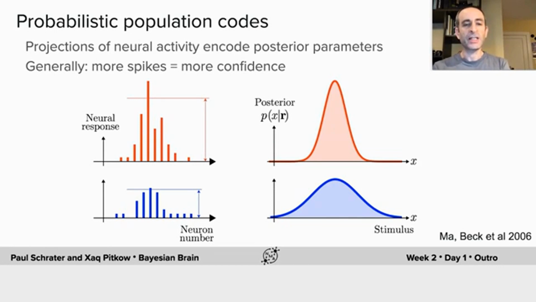Here, you take an instantaneous projection of the neural activity at one time, and that encodes a whole posterior, or parameters of the posterior. Generally speaking, more spikes then equal more confidence. The red example here has more spikes, and it has a taller and narrower posterior over here on the right. The blue example has fewer spikes. Let's say maybe it's a lower contrast image, and so you're less sure about exactly what's being shown. Your posterior is shorter and wider.